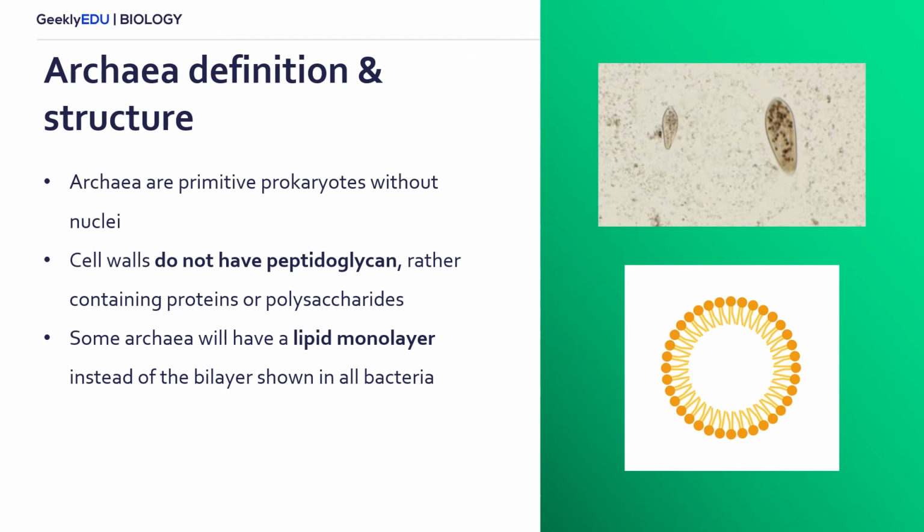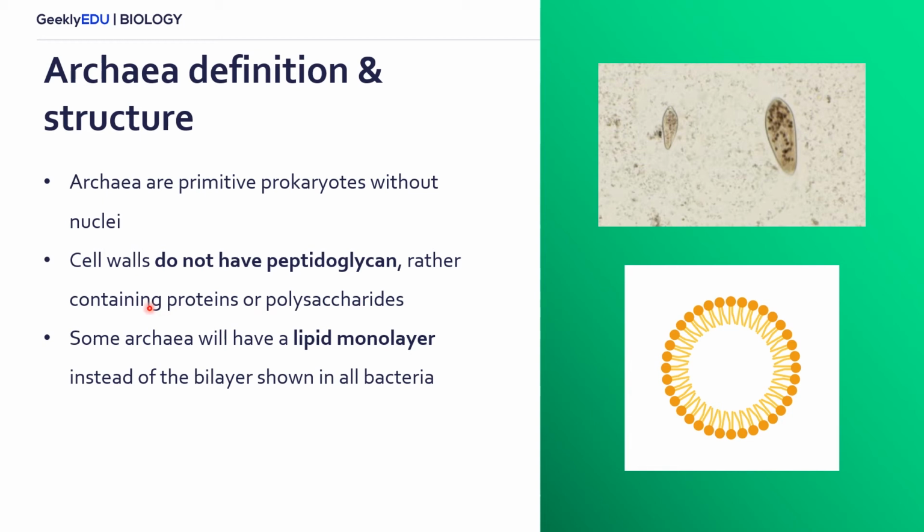Moving on to archaea. So archaea are also very primitive prokaryotes, also lacking a nucleus, and are often single-celled organisms again. And compared to bacteria, their cell walls do not have peptidoglycan and rather contain other proteins or polysaccharides. So proteins are made up of amino acids, polysaccharides are made up of sugars.